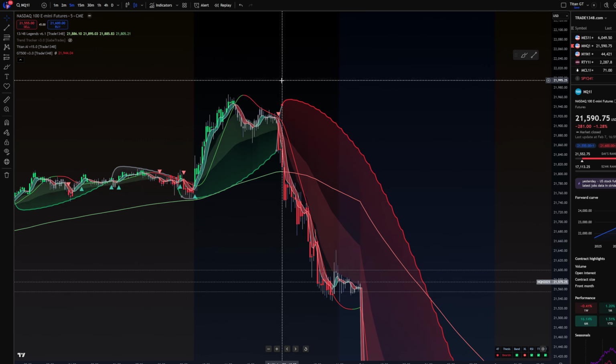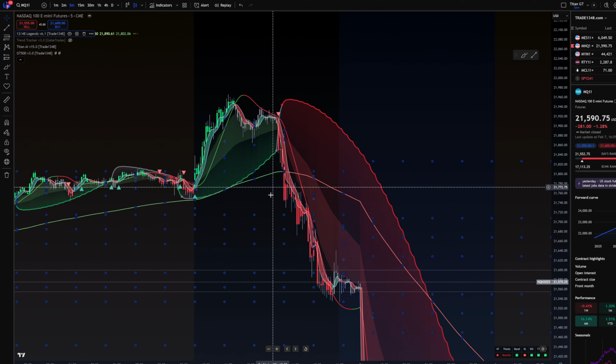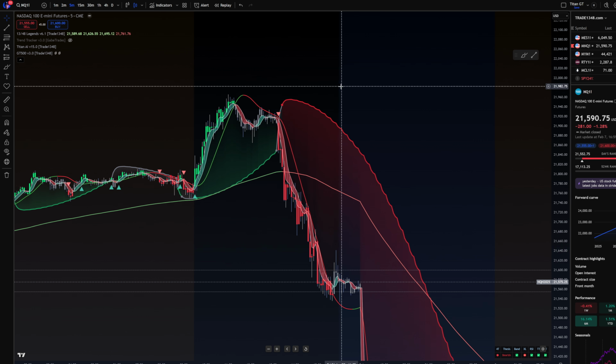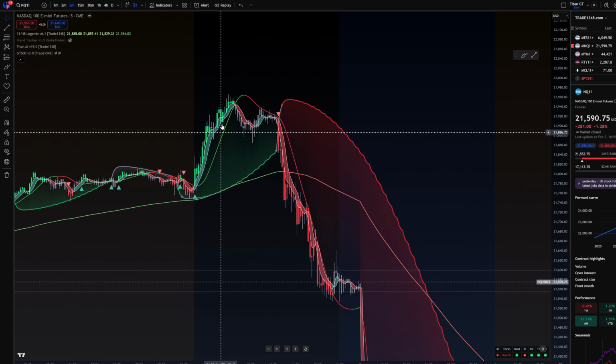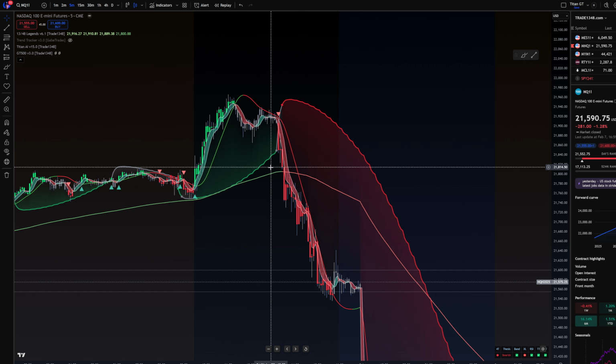I want you guys to go ahead and check it out. What it allows you to do now is clean up your charts. We disable the cloud, and now we can rely squarely on our confluences and game trend. Okay, we're at GT500.